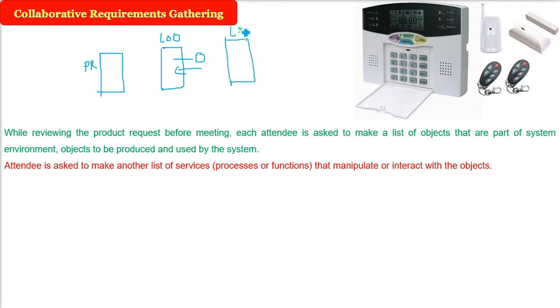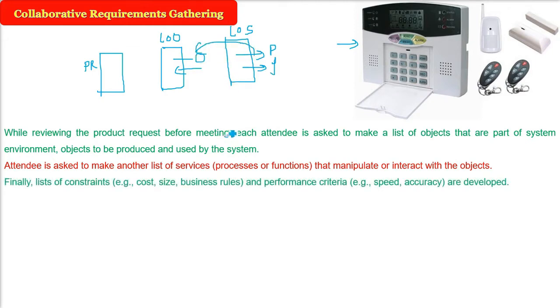What are the processes and functions? Because the list of objects will be part of the system environment, this is the list of services that are going to interact with or manipulate these objects. So this is another list. The third list will be the list of constraints and the performance criteria. Constraints can be with respect to cost, size, the business rules. And the performance criteria can be what speed you want, what accuracy you want. So ultimately, we have 3 lists: list of objects, list of services, and list of constraints.